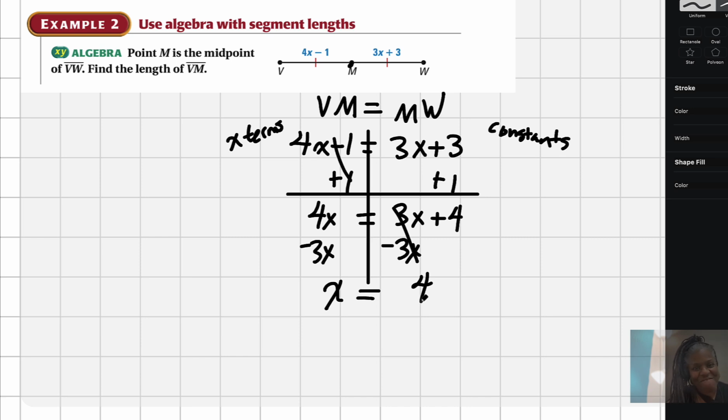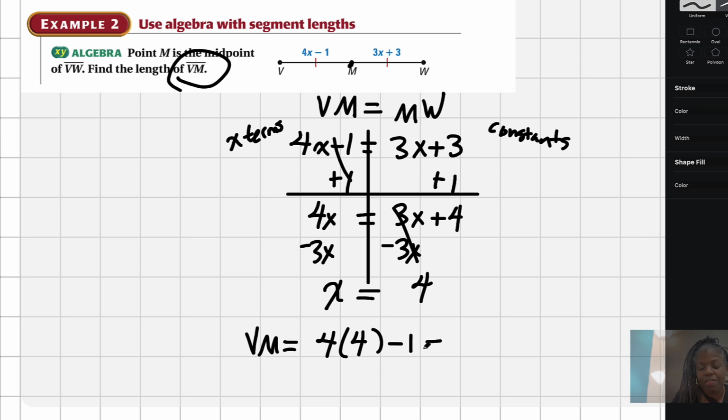I'm not done though. They didn't ask me what x is, they asked me what is the length of VM. That's this whole side here. So I'm going to take that 4 and plug it in. So VM, that segment length is going to be 4 times the length of x, which is 4 minus 1. VM is therefore equal to 15.